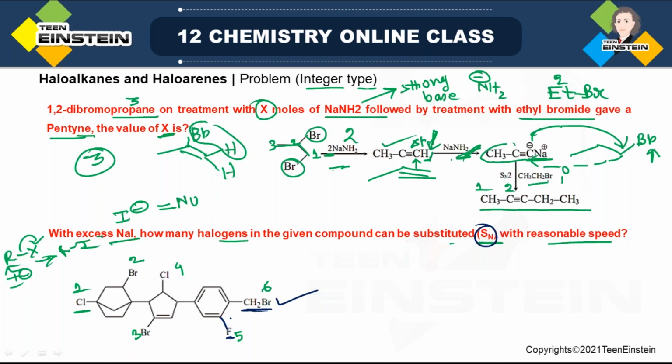So when halogen is directly attached, this type of substitution is not very common. So here it will not take place.